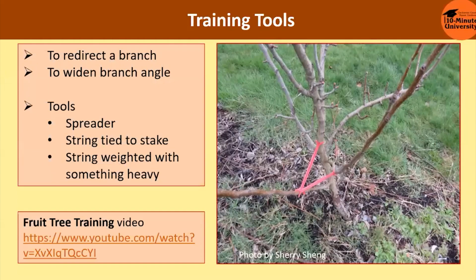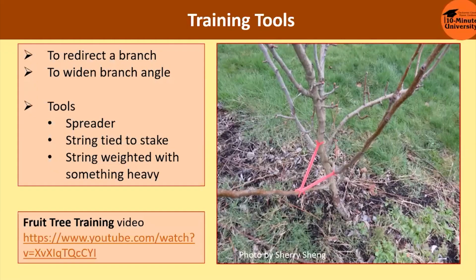Often we have enough branches, but they're not pointed the right direction. They may be pointed too upward, which means that the branch angle is too narrow. They may be pointed at a direction that we don't like. We want to redirect it. So that's where we need to use some training tools.